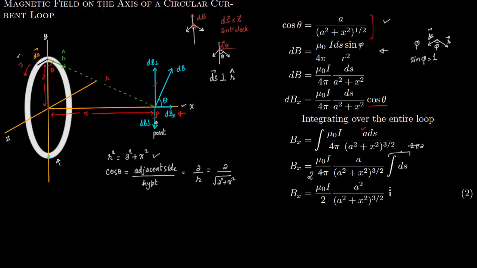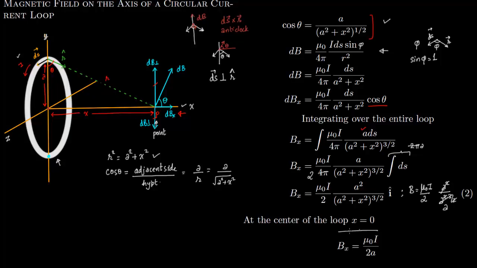Now at the center of the loop, x is 0. So you plug in x equals 0. If you plug in x equals 0, you get B equals mu naught I by 2 times a squared over a squared to the power of 3/2. This cancels out. This is a cubed. You just get a here. So this is the value you get for the magnetic field at the center of a loop.